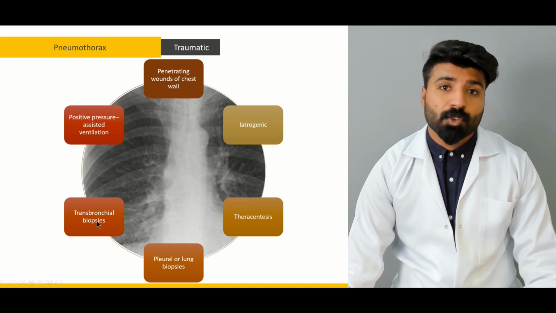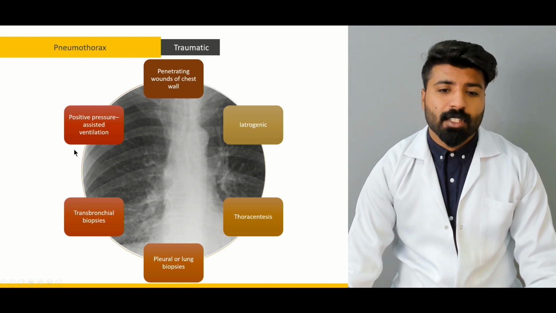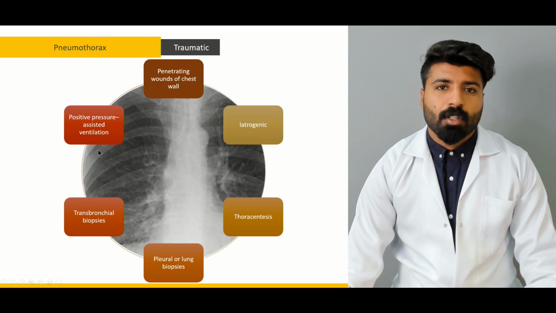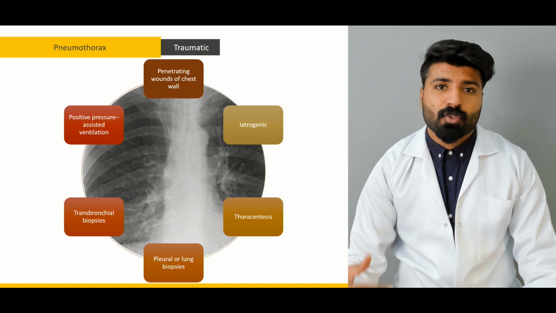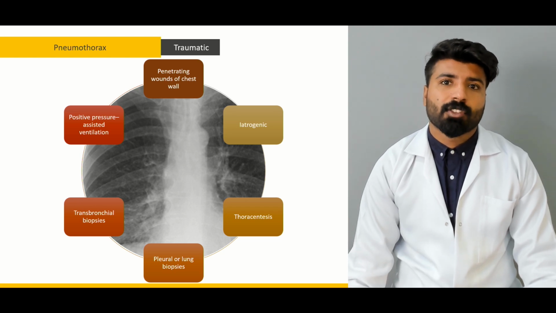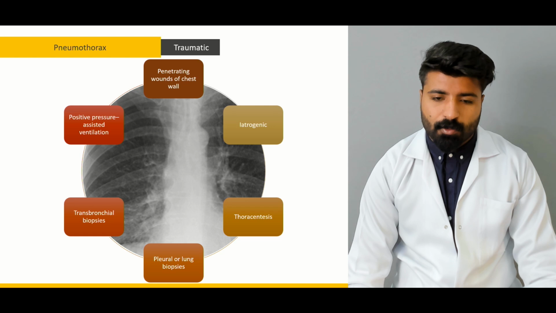Transbronchial biopsies also have the chance of getting to this stage. Positive pressure assisted ventilation. Which devices are these? These are used in ICU and places like that. Positive pressure assisted ventilation can sometimes cause a rupture. The pressure is too much, too overwhelming, that it may cause a rupture and cause pneumothorax.